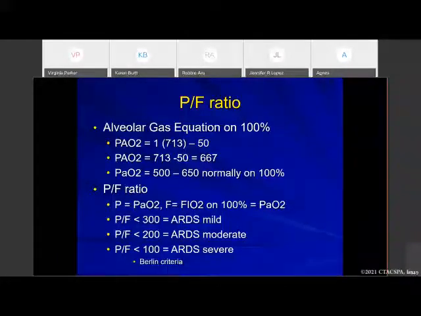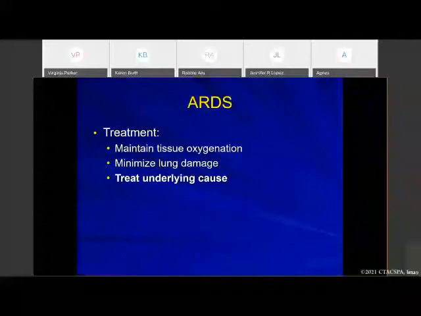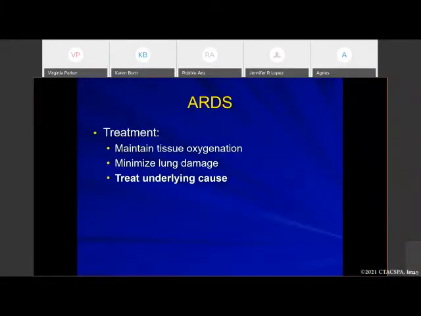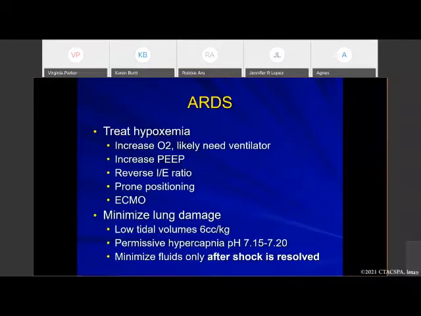If it's less than 300, it's mild. If it's less than 200, it's moderate. If it's less than 100, it's severe ARDS. Those are the Berlin criteria. The treatment is to maintain the patient, maintain their oxygenation, minimize lung damage, and of course, the primary answer to the question, how do you treat ARDS, is to treat the underlying cause.